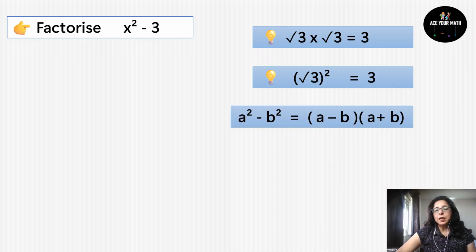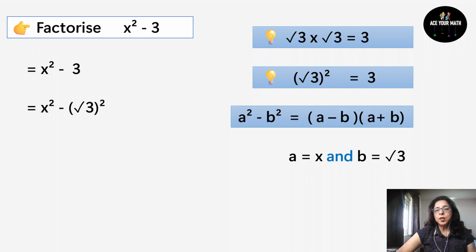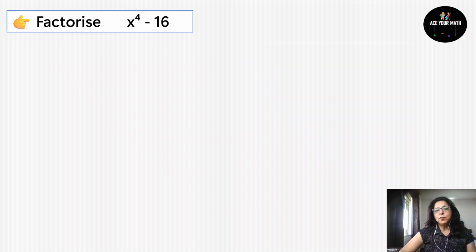Okay, so again, what is your a here? Your a is x, and what is your b here? B is root 3. Now again rewrite x square minus 3. Now write 3 in the form of a square. The same way you can write x square minus root 3 whole square. Now you can directly apply the identity which is a minus b, a plus b. A is your x, b is your root 3. So your answer is x minus root 3 and x plus root 3. So these two are the factors of x square minus 3. Now let's solve one more question.